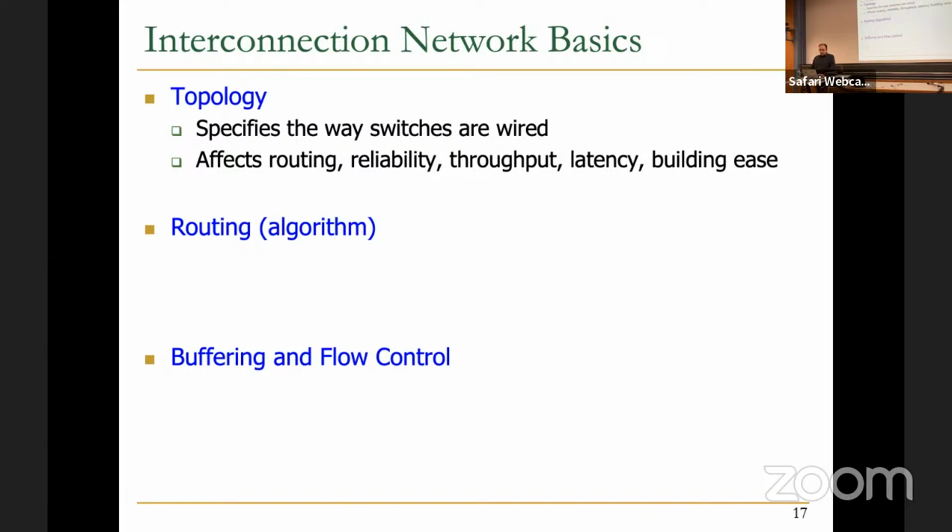Another very important point, which affects all the other things, is how easily you can build that topology. If you do some research on the topologies that people have proposed for interconnection networks, you can see a lot of exciting ideas, many exciting graph structures, and they show a lot of good reasons for such topologies. But in the end, building ease is a very important metric here.